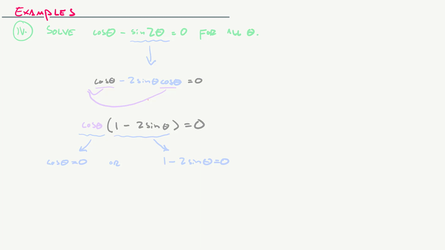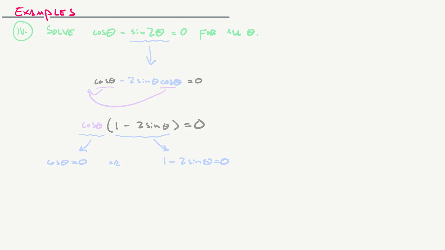When I see an equation's equal to 0, I typically think, oh, if I can factor, then I can figure out the solutions for something that's maybe only using a single trig function, in this case. We're trying to solve cosine theta is equal to 0. Let's tackle that one first.